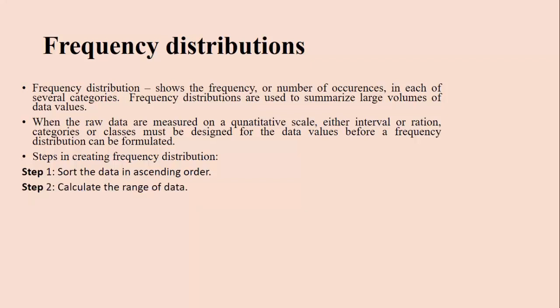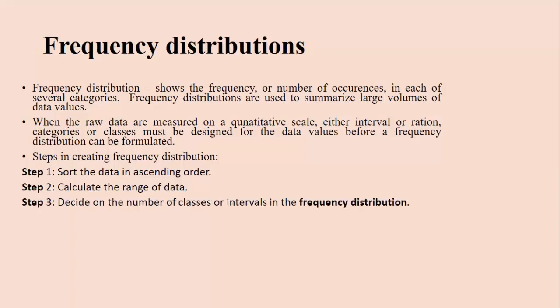Step two is to calculate the range of the data. Range of the data means the difference between the maximum number and the minimum number. When you have sorted the data series in ascending order, you can easily find the maximum and minimum numbers of the series and get the difference between them. You will get the range of the data. The range tells us how big a picture we can grasp of our data in a simpler form of a table.